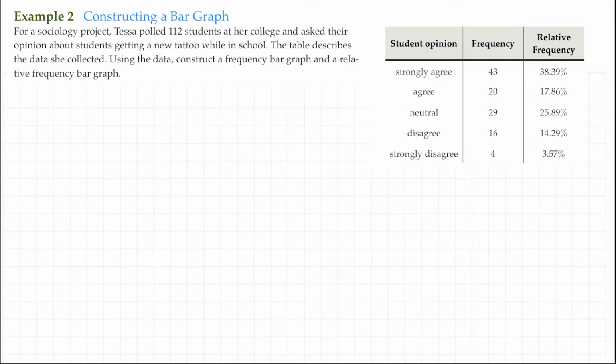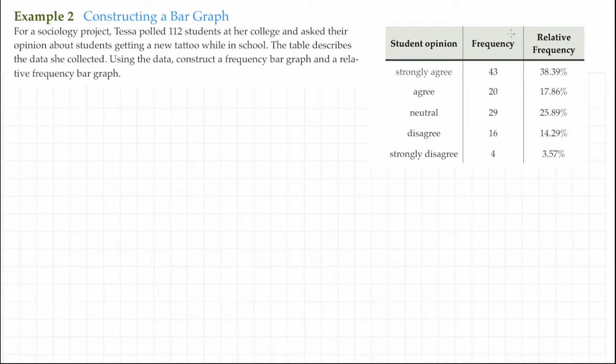So in this example, we are going to continue constructing bar graphs to represent our data. And this says here, for a sociology project, Tessa polled 112 students at her college and asked their opinion about students getting a new tattoo while in school. The table describes the data she collected. Using the data, construct a frequency bar graph and a relative frequency bar graph.